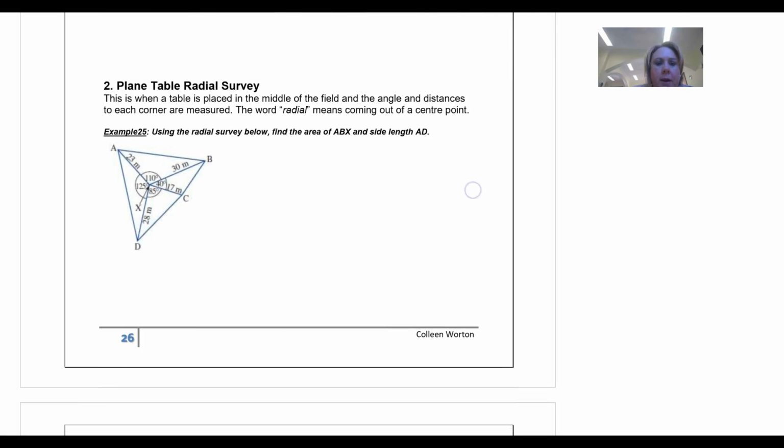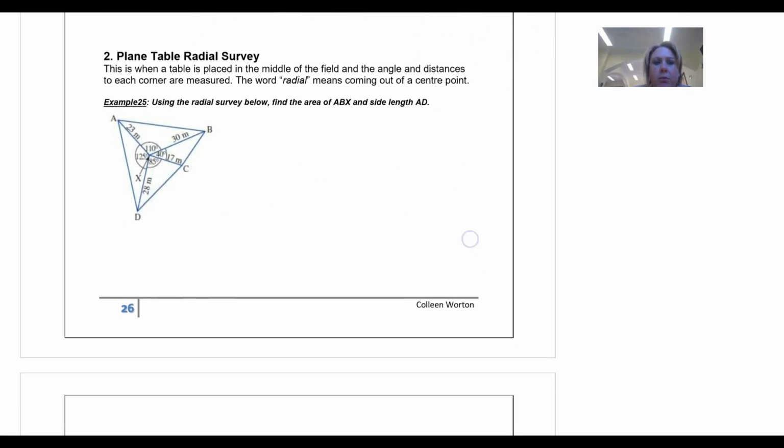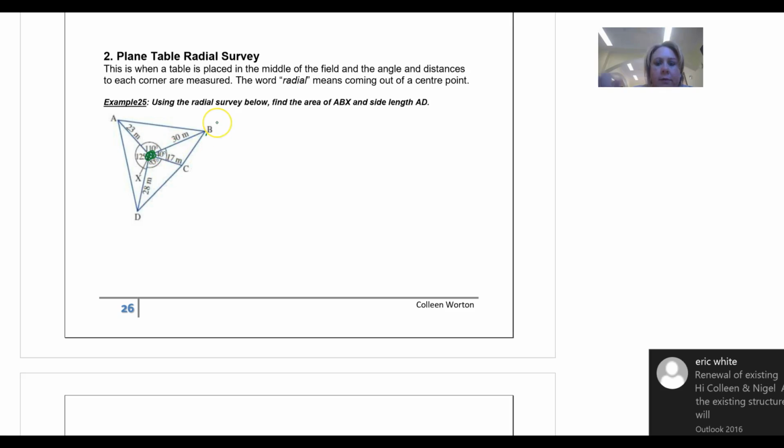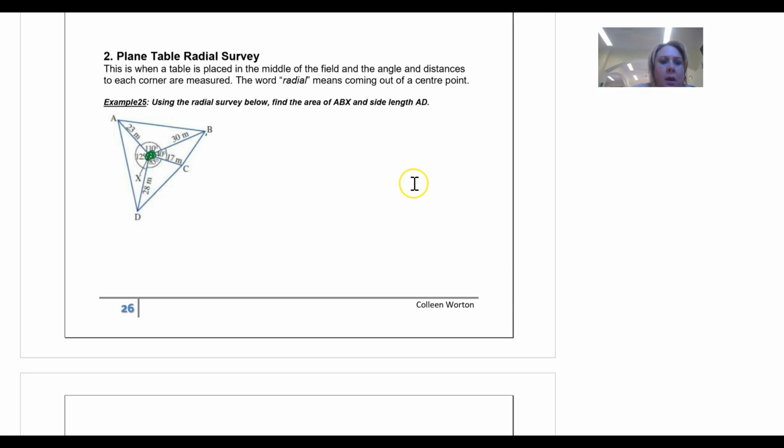I'm going to go on to the one we haven't seen before, which is a plane table radius survey. What they do is put a plane table with a piece of paper in the middle of the field and measure the distance out to each corner. So this is the middle of my field: the distance out to each corner and the angle between them. So suddenly we don't have a right angle triangle.